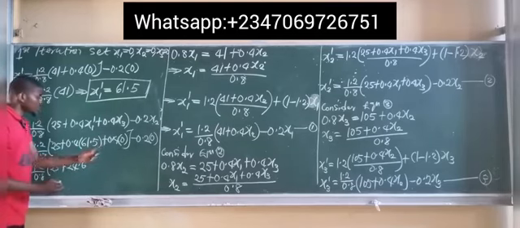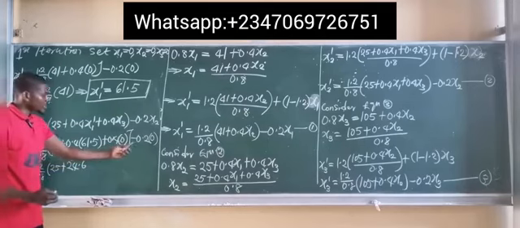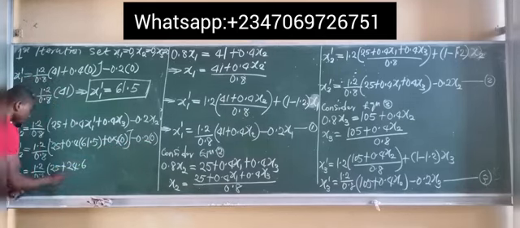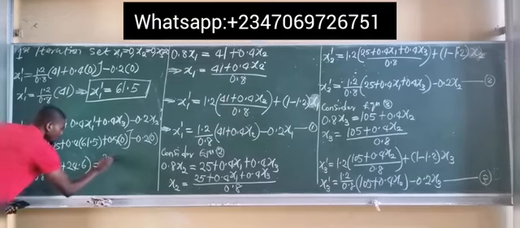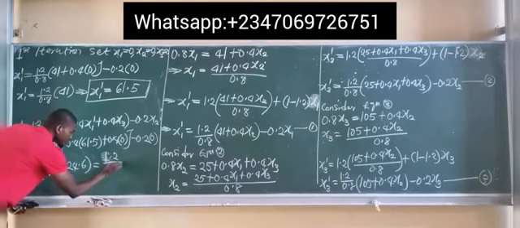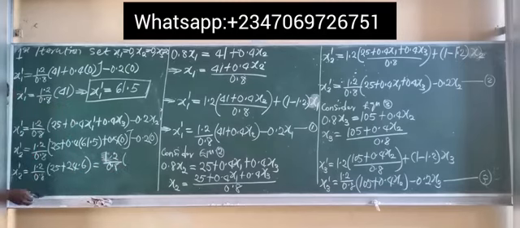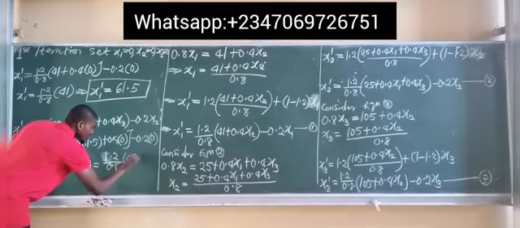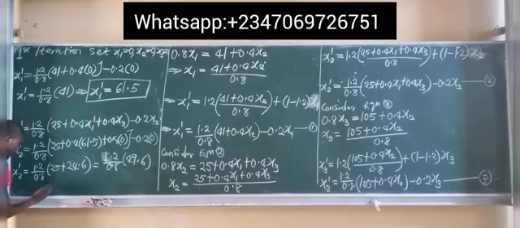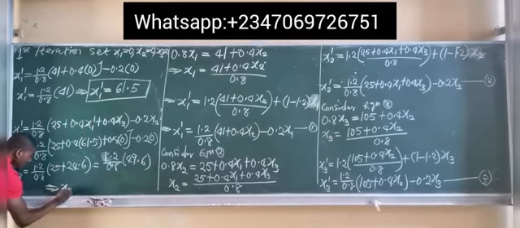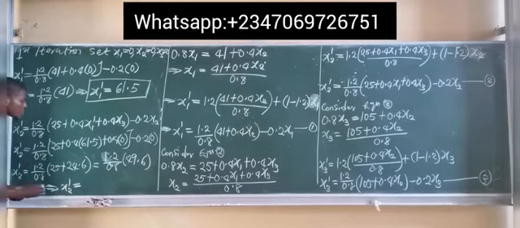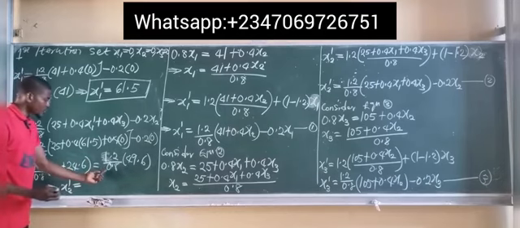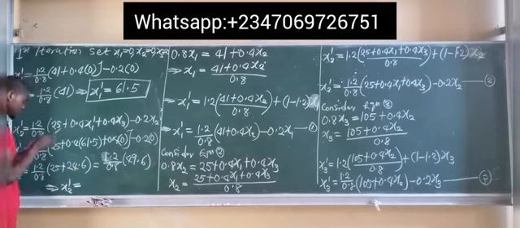We have 24.6. Take note, 0.4 times 0 is 0, and 0.2 times 0 is also 0. So we end it here. This now becomes 2.1. Sorry, this becomes 1.2 all over 0.8 into 25 plus 24.6, which gives us 49.6. And this simply implies that the first iteration for the second variable x2 is equal to 1.2 divided by 0.8 multiplied by 49.6.